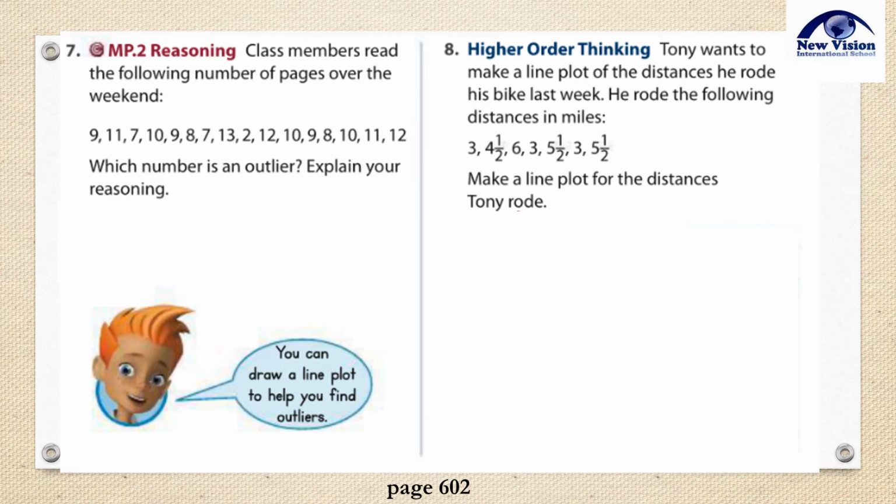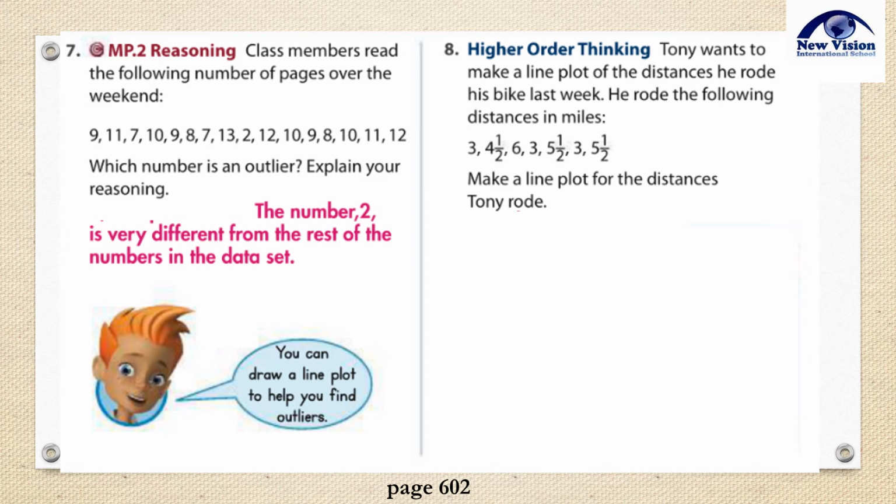Number 7. Class members read the following number of pages over the weekend: 9, 11, 7, 10, 9, 8, 7, 13, 2, 12, 10, 9, 8, 10, 11, 12. Which number is an outlier? Explain your reasoning. You can draw a line plot to help you find outliers. Your answer will be 2, because the number 2 is very different from the rest of the numbers in the dataset. So again, the outlier is 2.